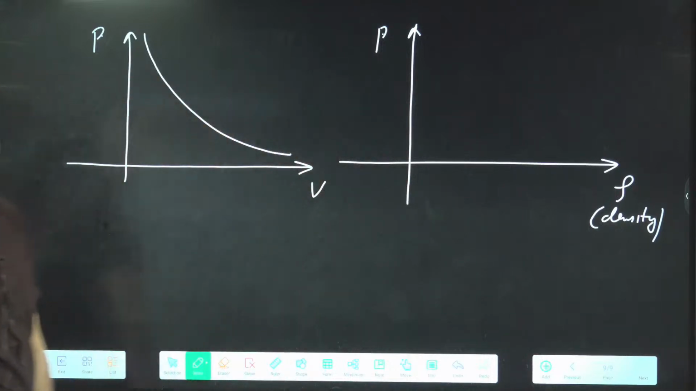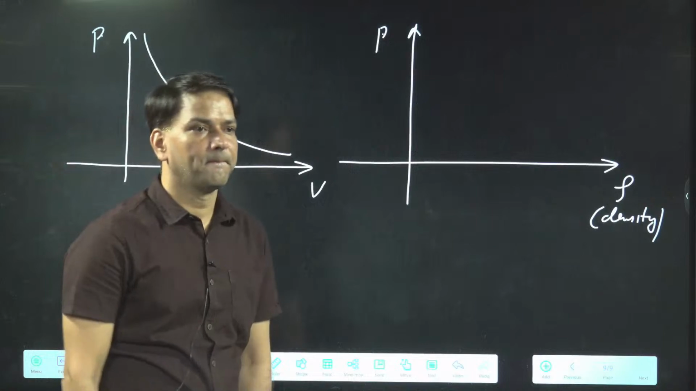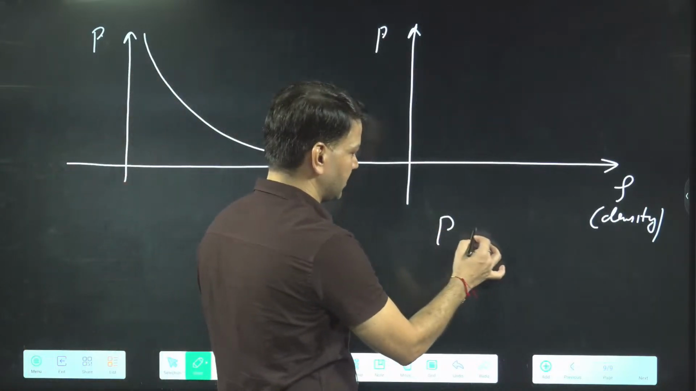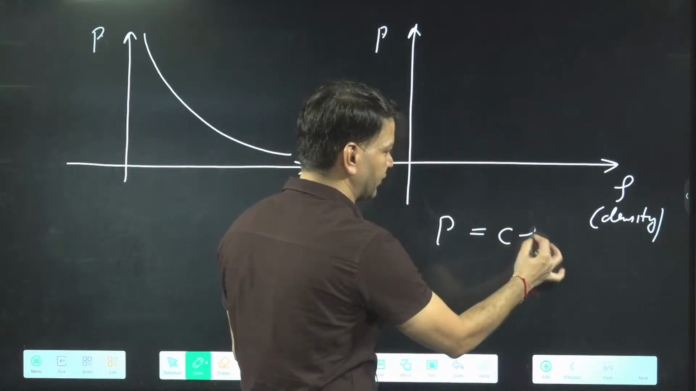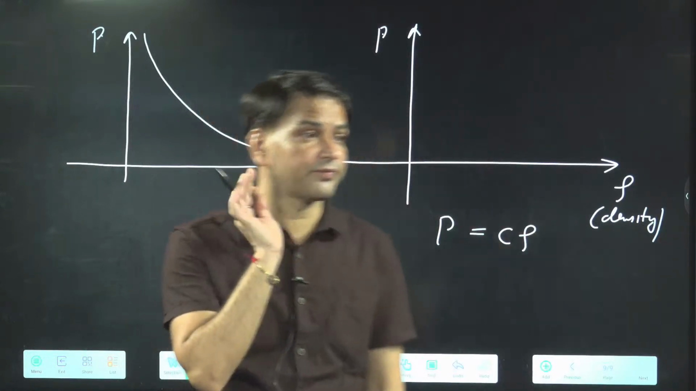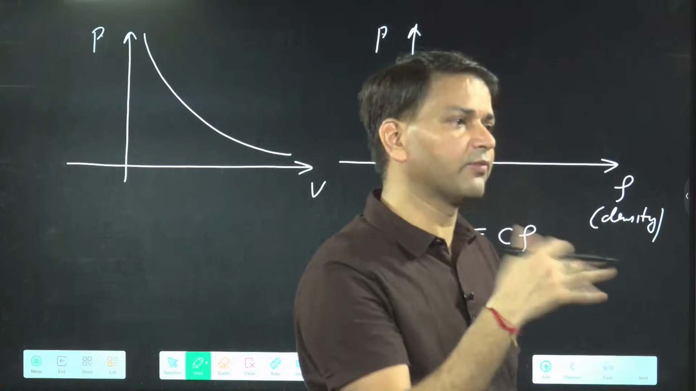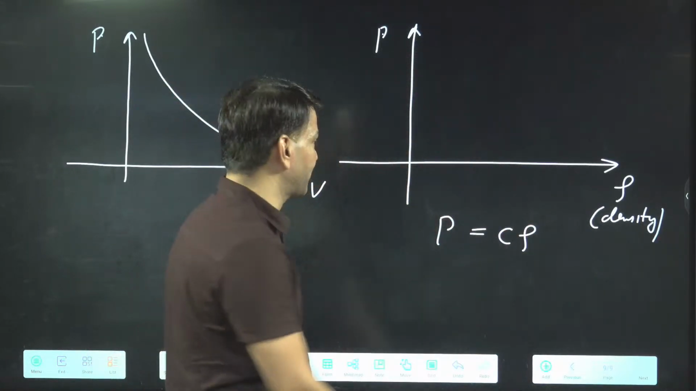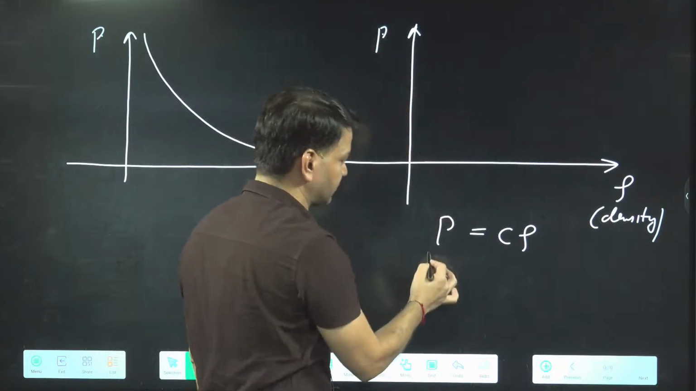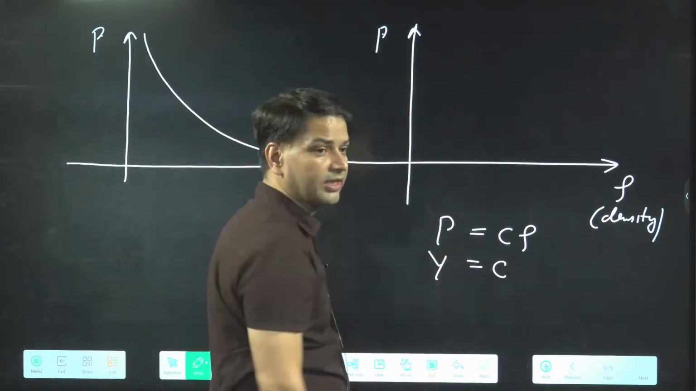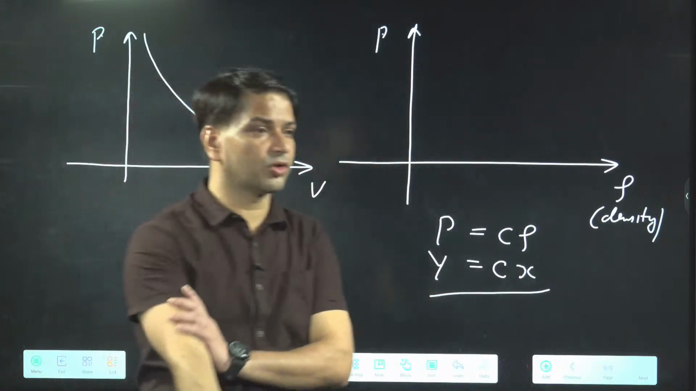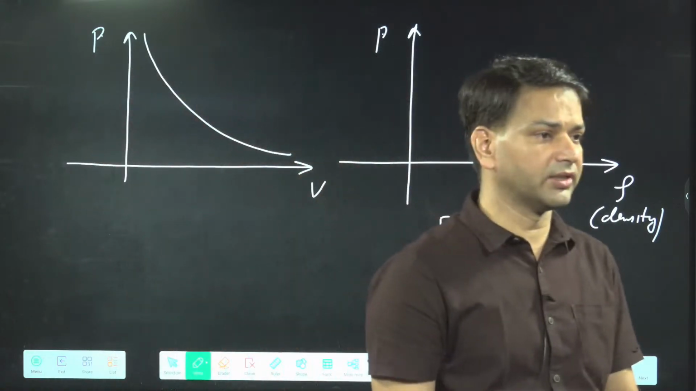Pressure and density graph: a straight line. Because P is directly proportional to rho, or P is equal to C into rho. Which graph are they asking? Always first write the mathematical equation, and from that we can check what graph we will get. Here I am asking pressure and density. Suppose I am plotting pressure on the y-axis, C is the constant, and rho on the x-axis. So I get y is equal to Cx, which means a straight line passing through the origin.